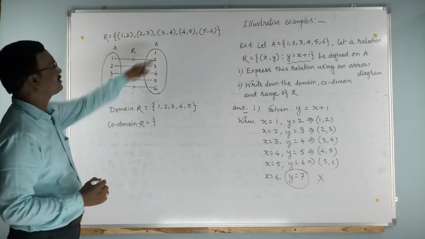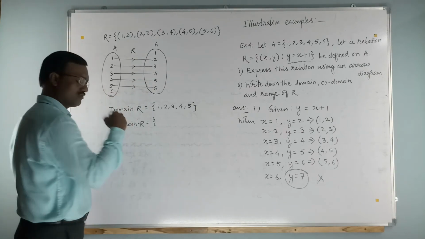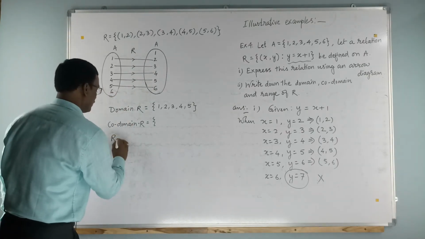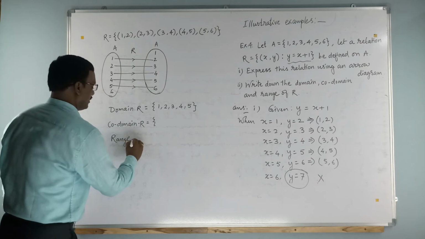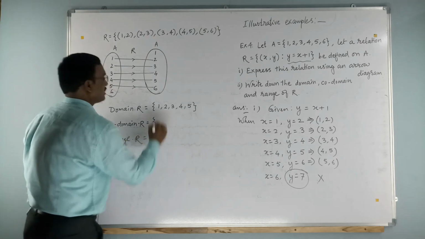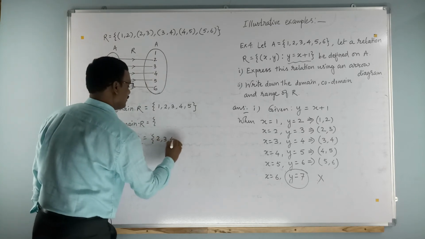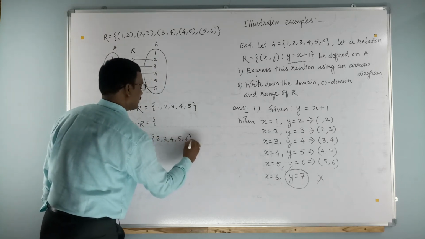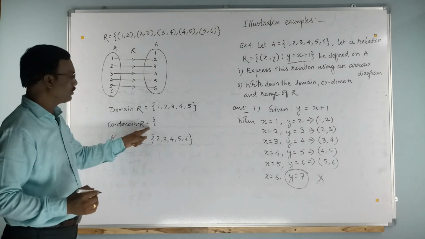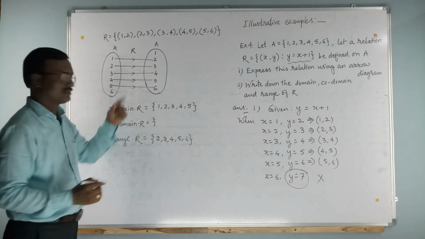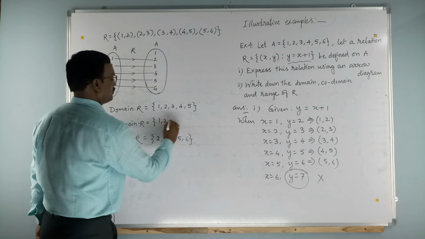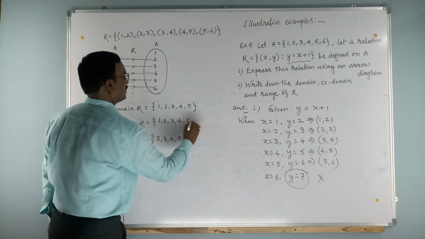Codomain of R is the complete set. I will write range first, that will be easier for you. So range of R will be the set of all related elements: 2, 3, 4, 5, 6. Whereas codomain means the complete set 1, 2, 3, 4, 5, 6.